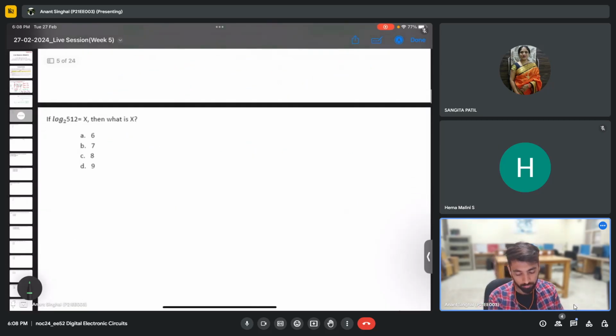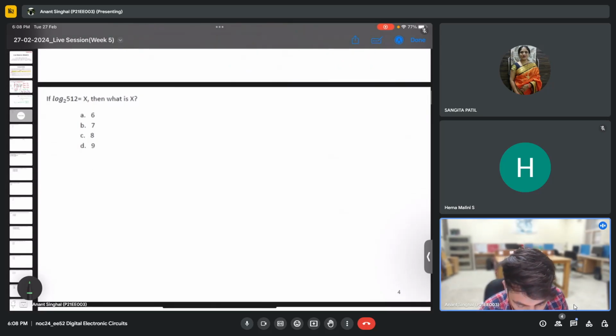This is the first problem, which says if log to the base 2 of 512 is x, then we need to find the value of x. You can take 2 minutes and let me know your answer, and then I'll solve the same. These are very basic problems initially, and then we'll go to some complex problems. So take 2 minutes and let me know what option you are getting.